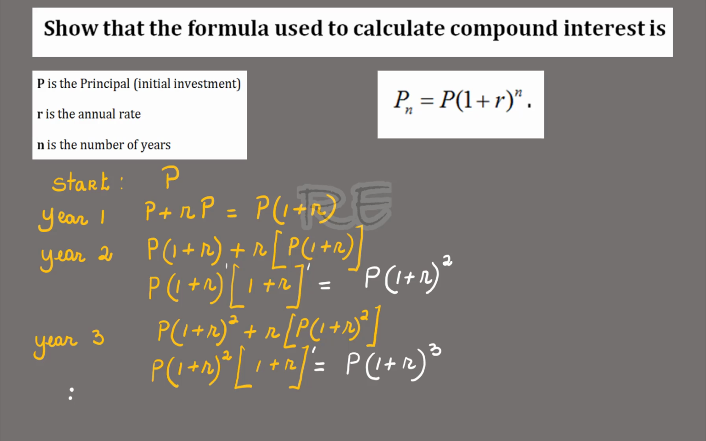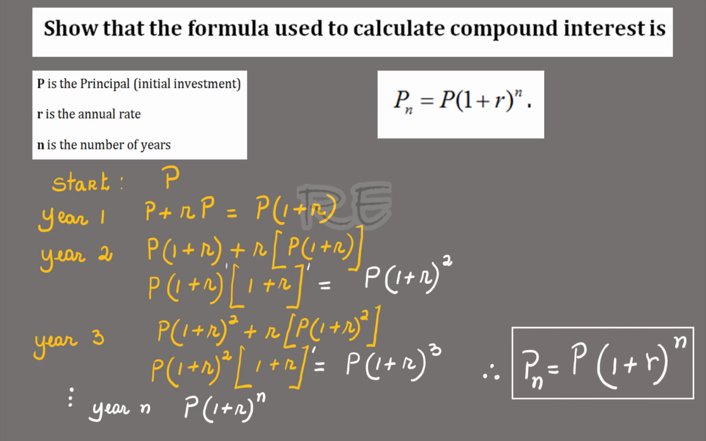Now, remember that the number of years is represented by the exponent of 1 plus R. So year n, for that matter, for any year, it would be P times 1 plus R to the n. Our conclusion: Pn for the nth year is equal to P times 1 plus R between parentheses to the nth.